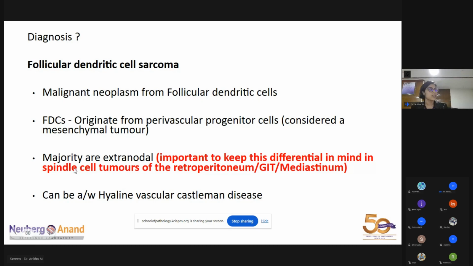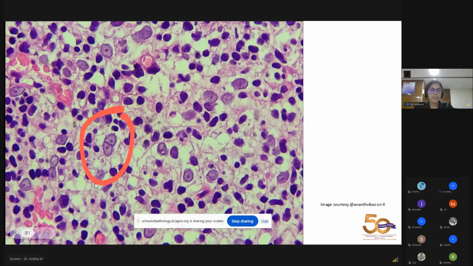Another curious association that this has is with hyaline vascular Castleman disease. Some patients with Castleman disease can progress to get a follicular dendritic cell sarcoma due to altered immune regulation, is what they say. Can you tell me what cells these are?